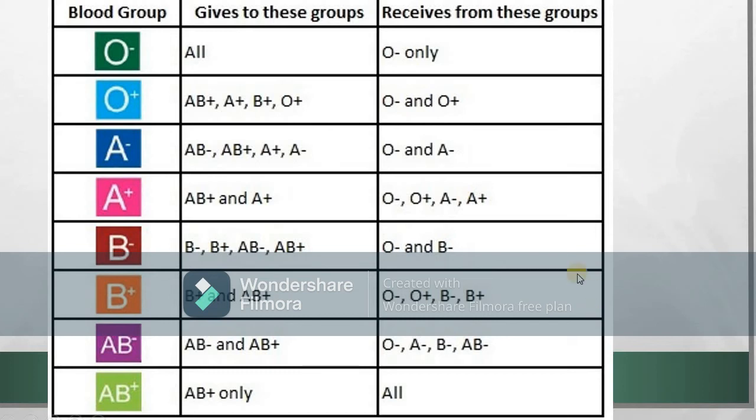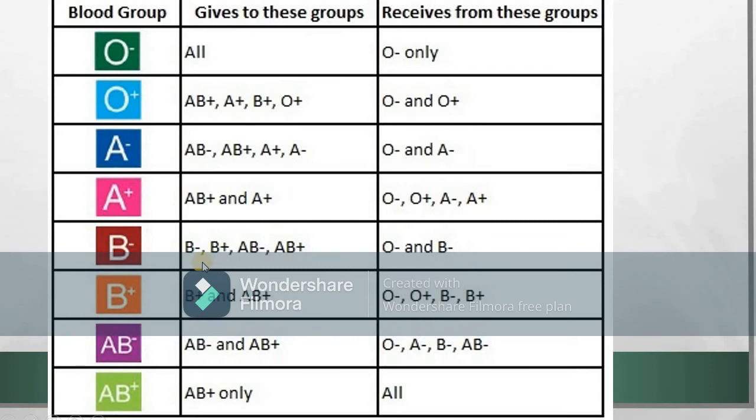So from this figure you come to know that O negative can be given to all the blood groups, while it can receive blood only from O negative. O positive can be given to all the positive persons, along with O negative. A negative can be given to positive and negative both, while it can get blood only from O negative and A negative. A positive can be given to A positive and AB positive, while it can take from O negative, O positive, A negative, A positive.